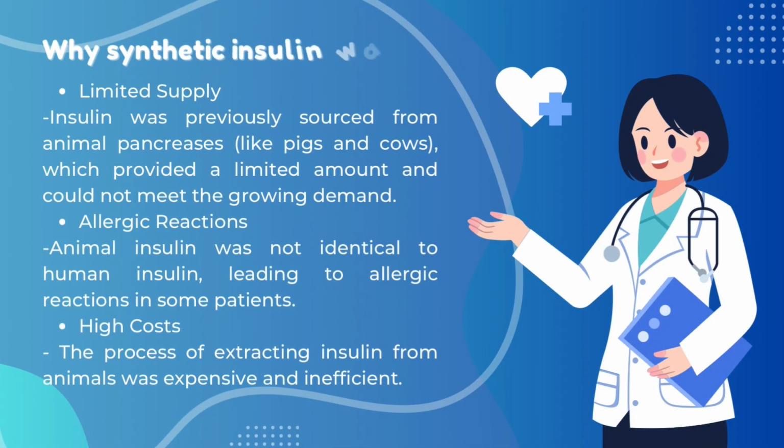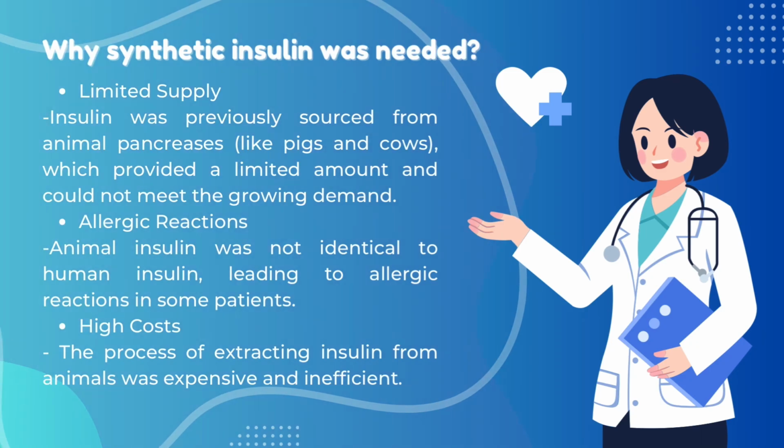Why synthetic insulin was needed? Limited supply. Insulin was previously sourced from animal pancreases like pigs and cows, which provide a limited amount and could not meet the growing demand. Allergy reaction. Animal insulin was not identical to human insulin, leading to allergy reaction in some patients. High cost. The process of extracting insulin from animals was expensive and inefficient.